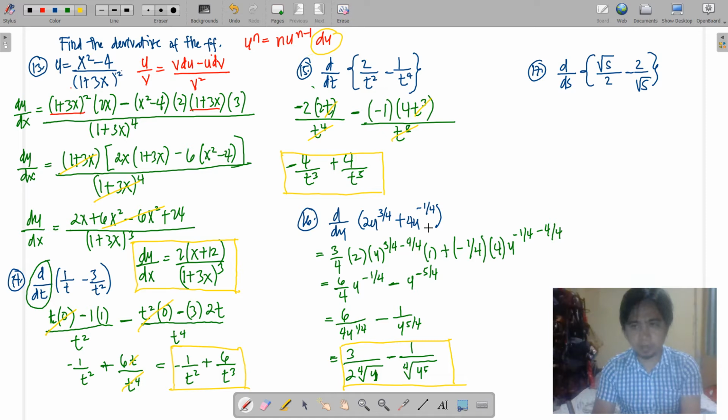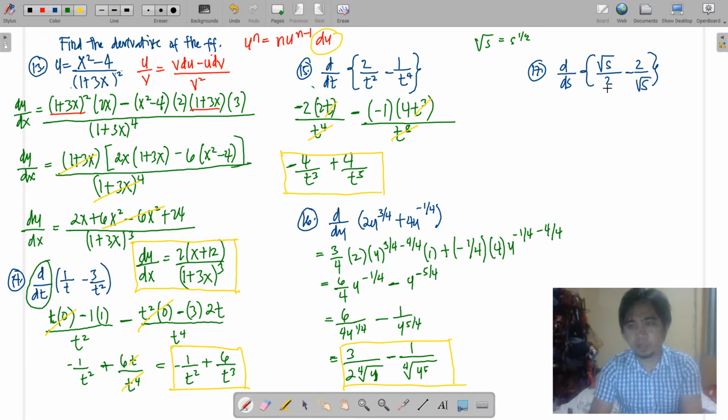Okay, for number 17, it's the same. So similarly, we derive the functions in terms of s. In this case, we have a radical. The meaning of square root is raised to 1/2. So square root of s could be written as s raised to 1/2. So we imagine that the square root of s there is s raised to 1/2. So anyway, we now perform the rule.